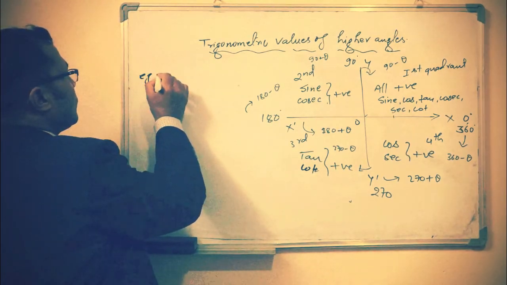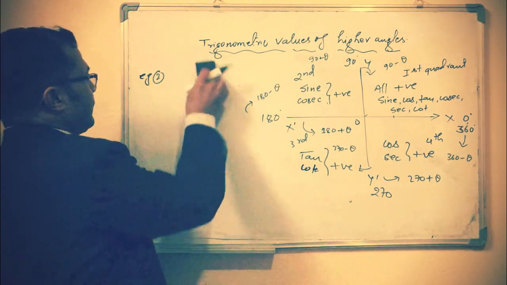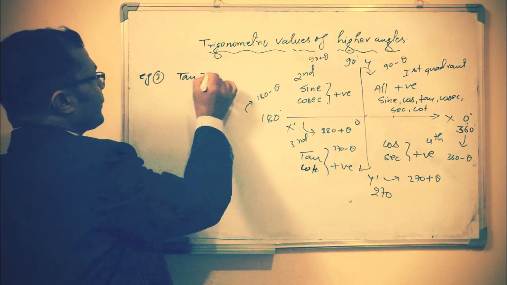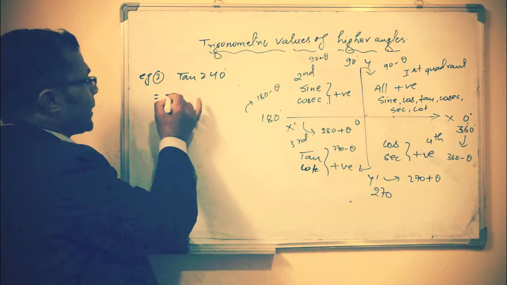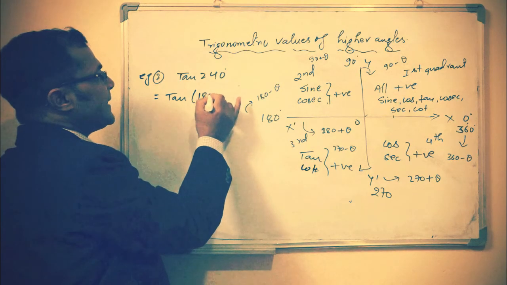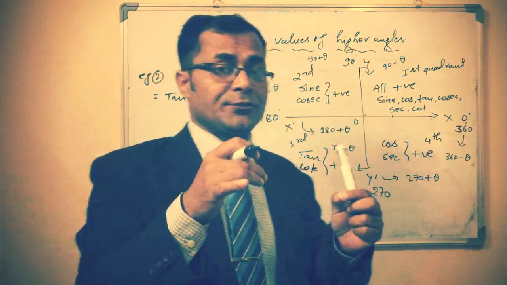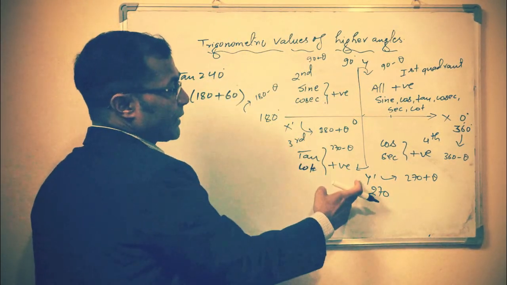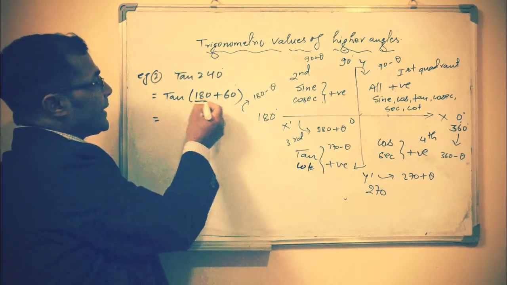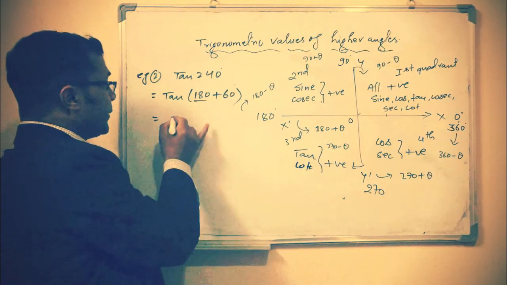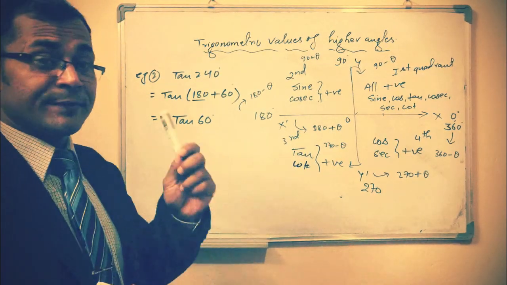Example number 2. Let's say tan 240. How do you find tan 240? We have the same concept. Tan 240 means, simple, 180 plus 60. Break the given angle into standard values. Standard values means 90, 180, 270 or 360, whatever is possible. Now, tan of 180 plus 60. As I showed you before, for 180 the ratio will not change. So tan remains tan, and 60 is 60. Simple. Now just check the sign, positive or negative.